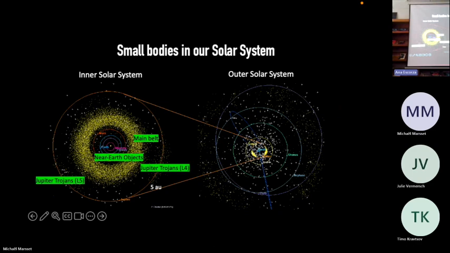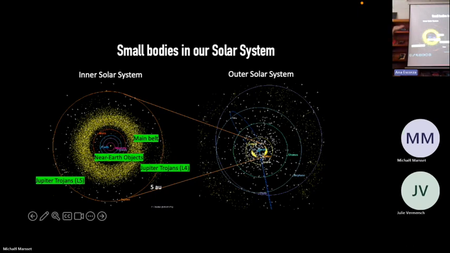Then a little bit further away on the orbit of Jupiter, we have these two swarms of objects which are dynamically stable on the L4 and the L5 Lagrange points of Jupiter, so 60 degrees before or after Jupiter. Those are called the Trojans. Actually, other giant planets have Trojans, like Neptune.